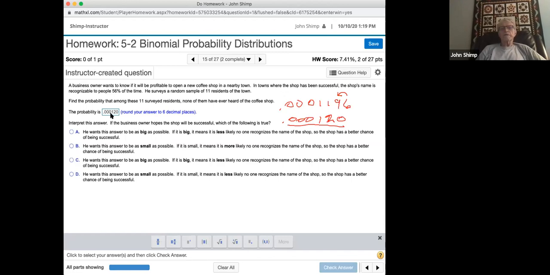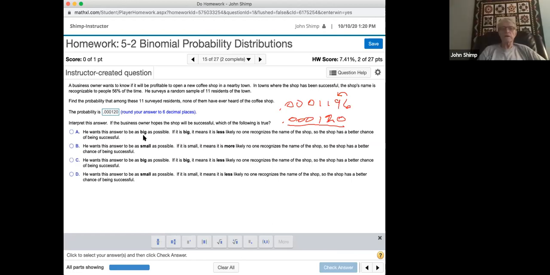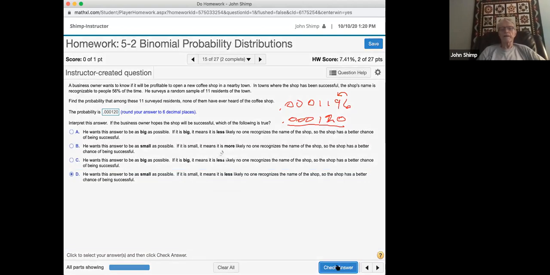Now, the probability that nobody recognizes it, do they want that to be big or small? Remember, nobody recognizing the brand name is a bad thing. So they don't want the probability of a bad thing to be large, they want it to be small. So it's either going to be B or D. If it is small, it means it's less likely that no one will recognize it. Higher probabilities mean higher likelihood. So D is the correct answer here. They want that probability to be small.